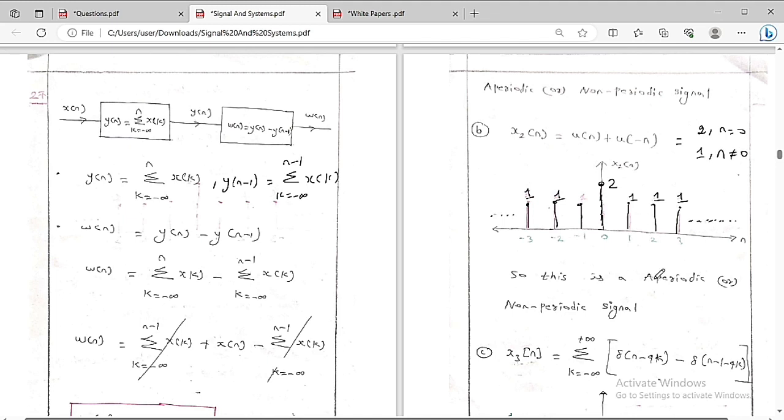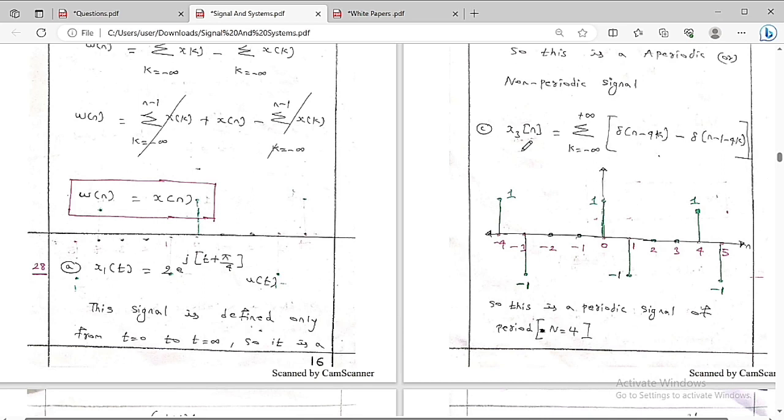So definitely this is a non-periodic signal, because there is nothing like repetition. The sequence of numbers is not repeating. So by default we can say it is a non-periodic signal, as the sequence of numbers is not repeating.